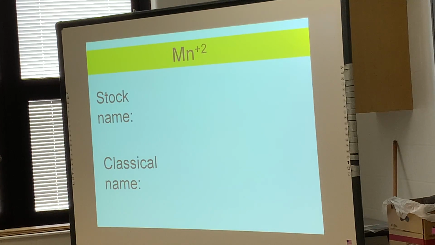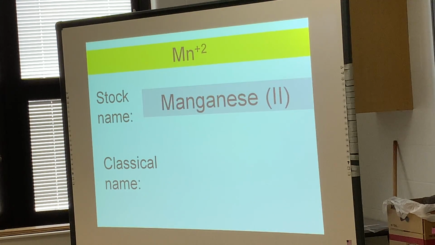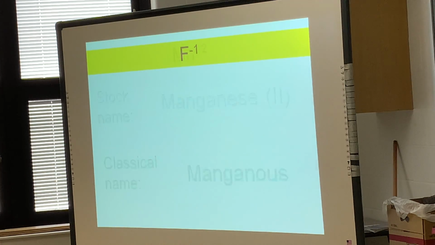Alright, what are the two charges for manganese? Plus 2 and plus 3. So this one is a positive 2, which is manganese 2, manganous. Good. F negative 1 is called fluoride. Fluoride, good.